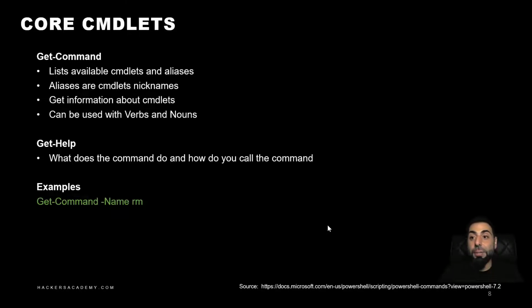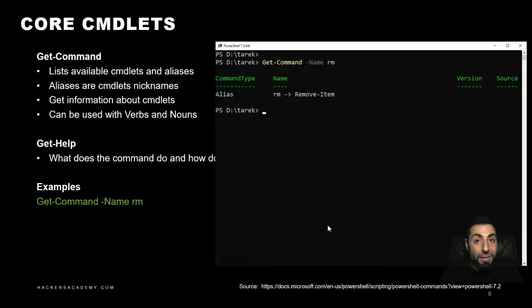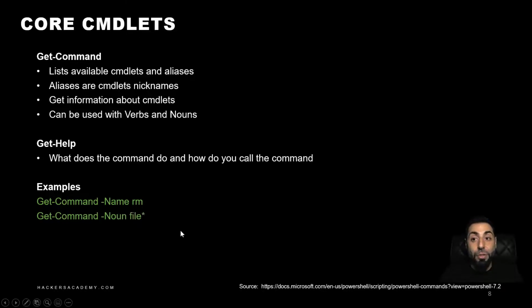Go ahead and try them out on your own. So, Get-Command -Name rm. That's going to give me pretty much the exact same thing. What do you imagine this is going to give? rm is an alias to what? To Remove-Item, which is exactly the same cmdlet that we just used.